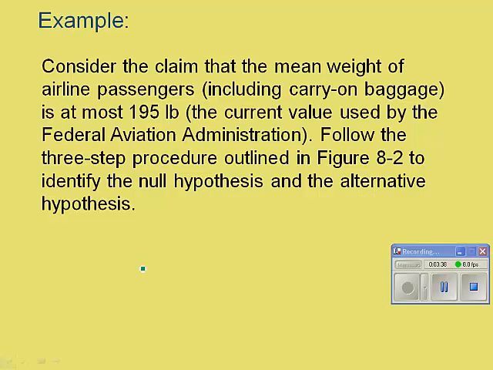Okay, so what's the claim? Claim is that the mean weight, well, what's the symbol we want for the mean? Mu. And it says is at most 195. So what do I write? Less than or equal to 195. That's the claim, right? That's the claim. Watch the procedure.